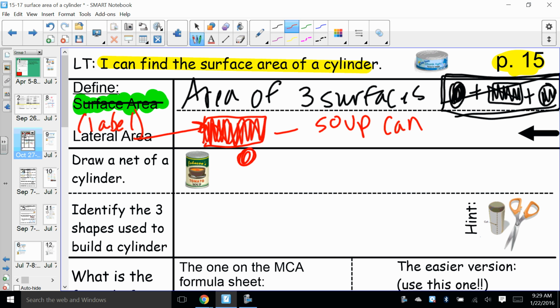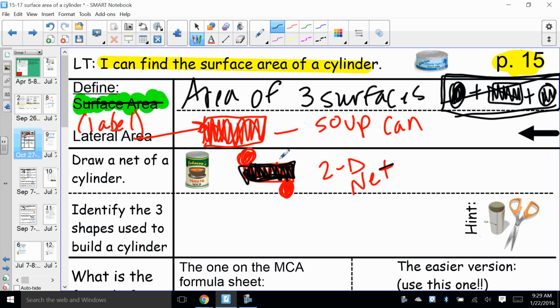Okay, so the net of a cylinder we've already covered. So you have this circle on top. You have this rectangle that wraps around. This is called the net. It's what it looks like as a two-dimensional net. It looks like this. And again, I just highlighted that oftentimes we're going to just want to know the lateral surface area or the area of the label. Okay, so there's our net.